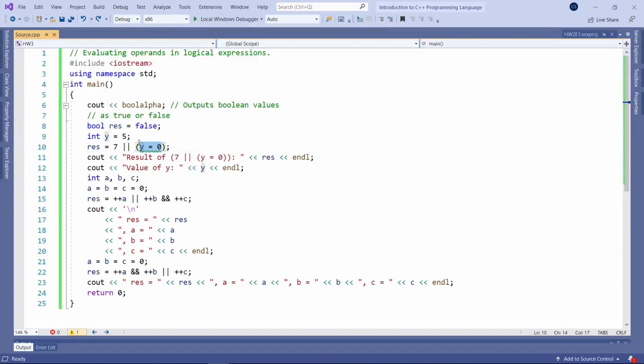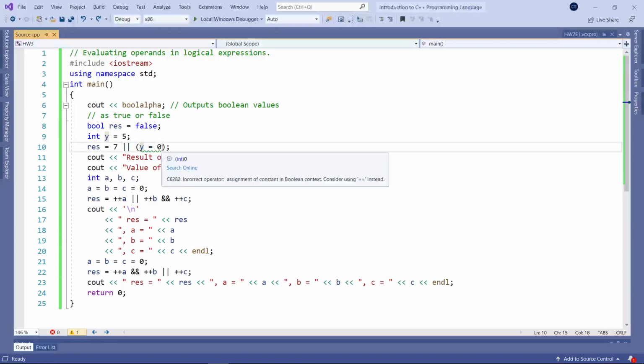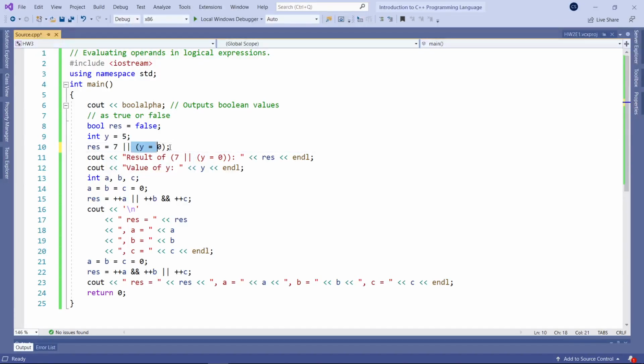This actually would give us false, but the interesting thing here is that because we're using the OR operator, as soon as it gets a true, it doesn't care about the rest. So this assignment, and just to make this clear, this is not checking if y is equal to 0. This is actually assigning 0 to y because it's only one equal sign rather than 2. But because it's already got a true here, it doesn't really care about the rest, and it's going to skip it altogether. So when we actually check the result of res here, that's going to be false.